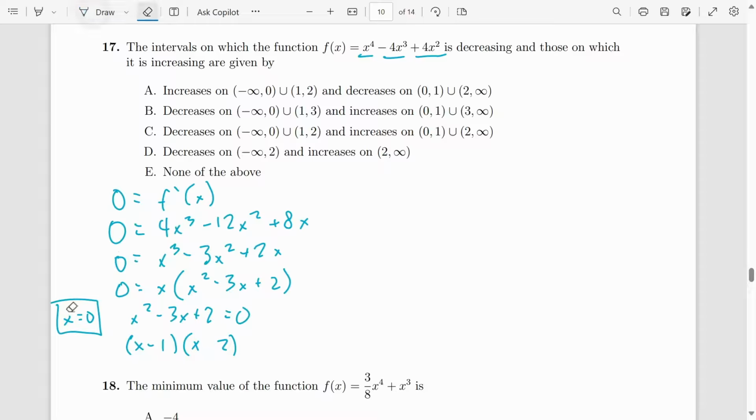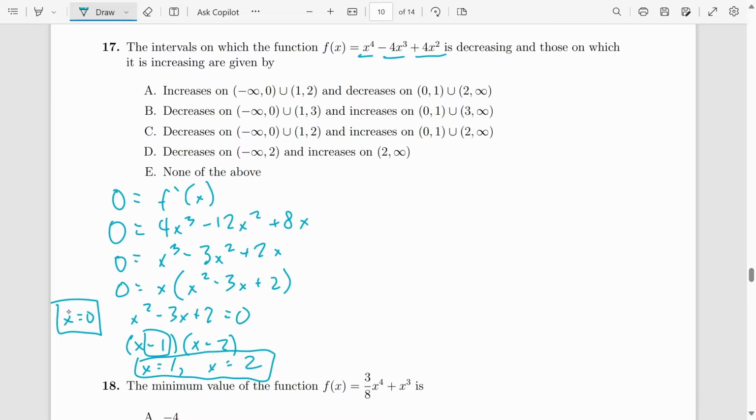We make this a negative. That'll work. There we go. Because negative 1 minus 2 is negative 3, and negative 1 times negative 2 is positive 2. So cool, that worked out. We have our other two critical points at x equals 1 and x equals 2. So these are our three critical points.